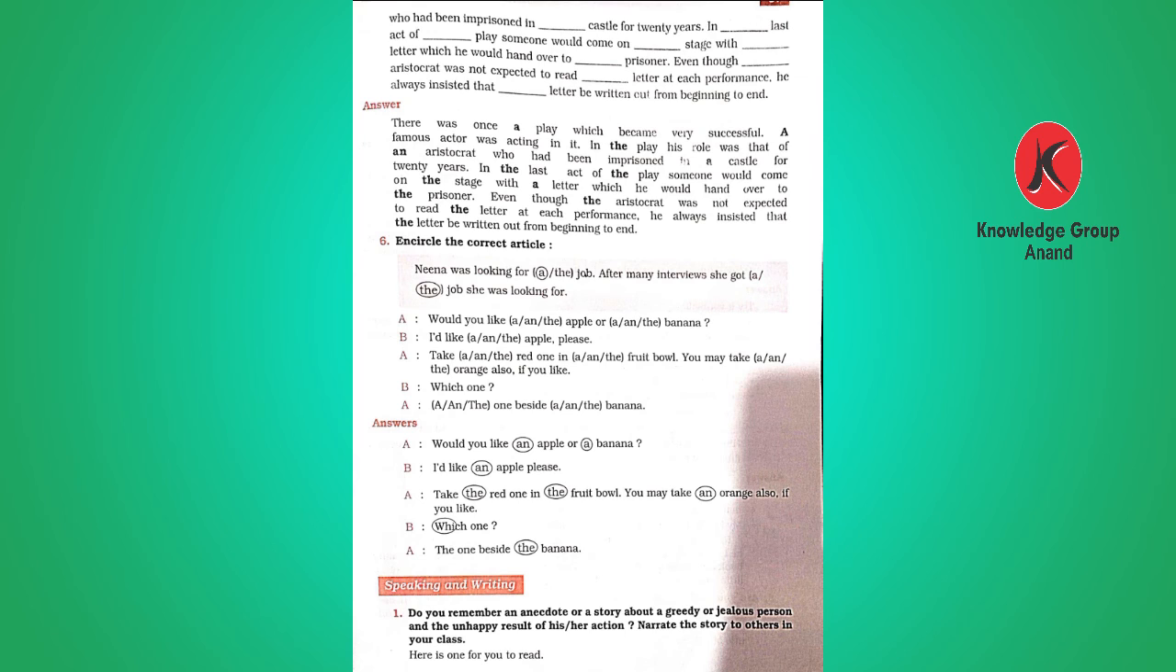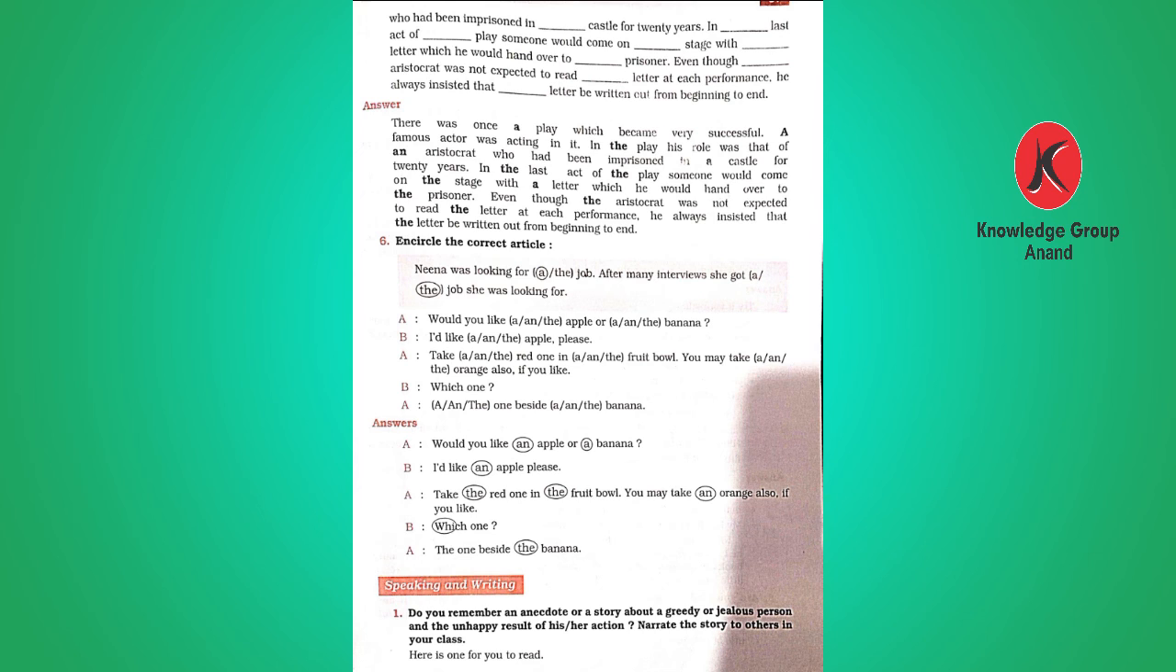The noun is repeated the second time. So we are taking the here. The play, his role was that of an aristocrat who had been imprisoned in a castle for 20 years. In the last act of the play, someone would come on the stage with a letter which he would hand over to the prisoner. Even though the aristocrat was not expected to read the letter at each performance, he always insisted that the letter be written out from beginning to end.